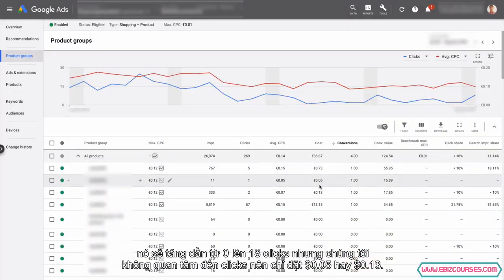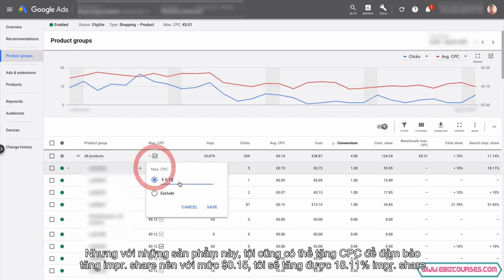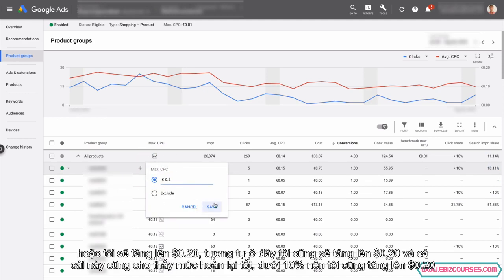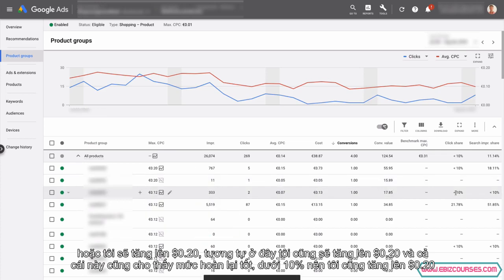So here you can see I've spent 5 cents, 13 cents. So for these products, probably I could raise the CPC to try and make sure that I increase that impression share. So for example, at 15 cents, I was actually having 18% impression share. So I might do something like this. I change it to a 20. Same here. I wasn't even showing a lot, so here I'm gonna also just change it to 20. Here I was also making a very good return, not even showing for less than 10% of the impression share. I'm also gonna change it to 20.